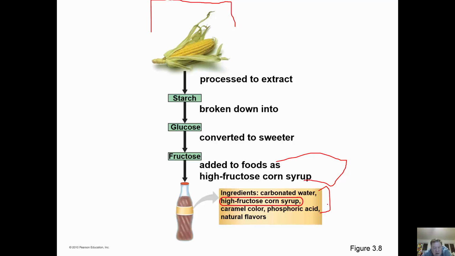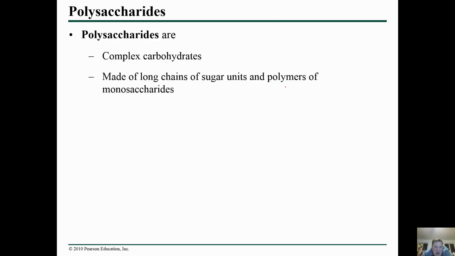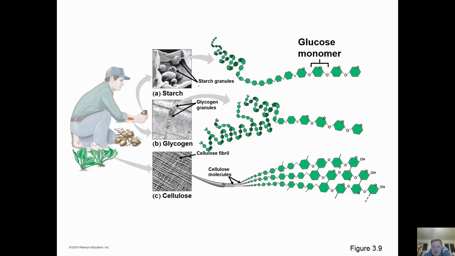And even sugar, even honey, which is a fructose concentration, is bad when you eat too much of it. Again, in the United States, we typically consume about 45 kilograms, or about 100 pounds, a year. That's way too much. Polysaccharides are complex carbohydrates. They're made of long chains of sugar units and polymers of monosaccharides.